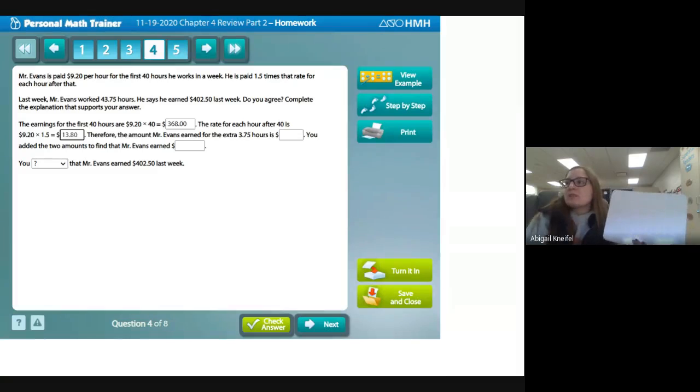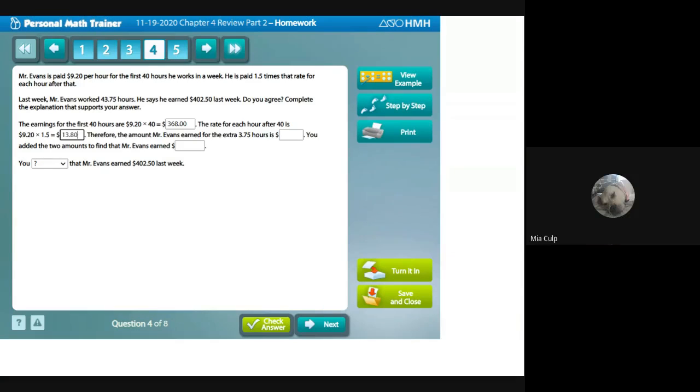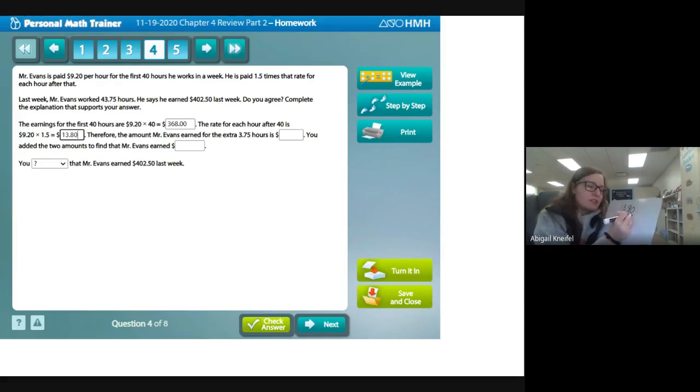Mia, tell me what 2 numbers I'm multiplying. 1380 times, wait, I think it's 1380 times 3.75. Yep, you are correct. So this is going to be a long problem, but guess what? We have perseverance and we can do it. So Mrs. Kneifel always takes her decimal out, and so I know how many to put it back in later. So now we're going to work up this problem.